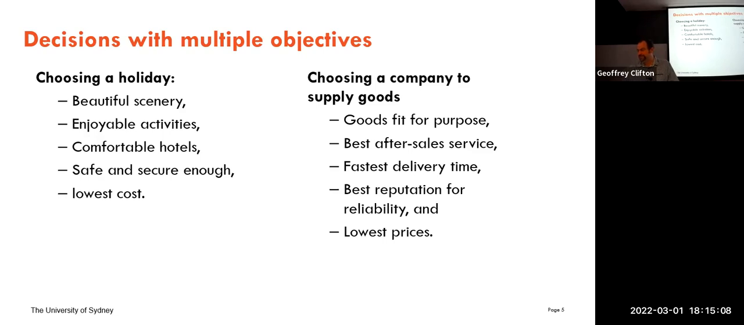Can someone suggest in the chat box some of the different options you might have for dealing with multiple objectives if you can only use one objective in your model? Any suggestions in the chat box?